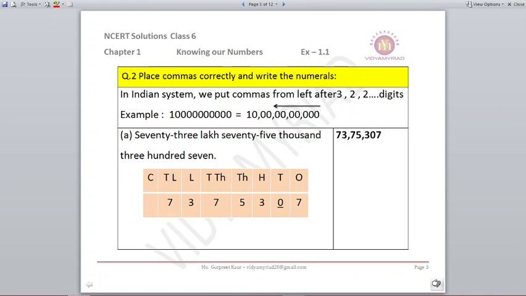Place commas correctly and write the numerals. Now we know that in the Indian system when we have to write, we will start from the left hand side and we will put a comma after 3 digits, and then after every 2 digits the comma will be there. Now let's begin with it.